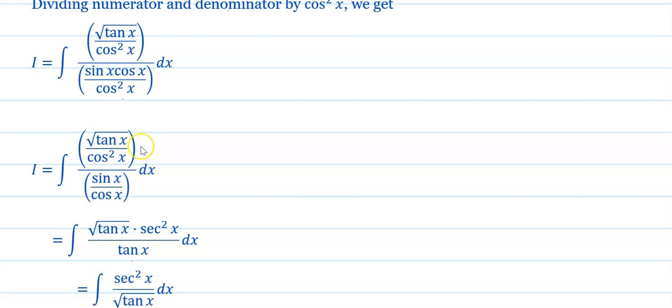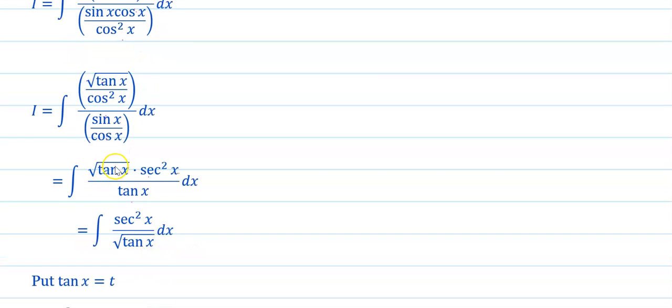या cos square चा reciprocal काय झाला तर तो sec square झाला. Root of tan x as it is, 1 upon cos square is sec square x, sin x upon cos x, that is tan x. Okay. आता इथे root of tan x upon tan x. Suppose here is root x upon x, then what you will get? 1 upon root x. Similarly, root of tan x upon tan x is nothing but 1 upon root of tan x. Okay, this is the sec square into dx.